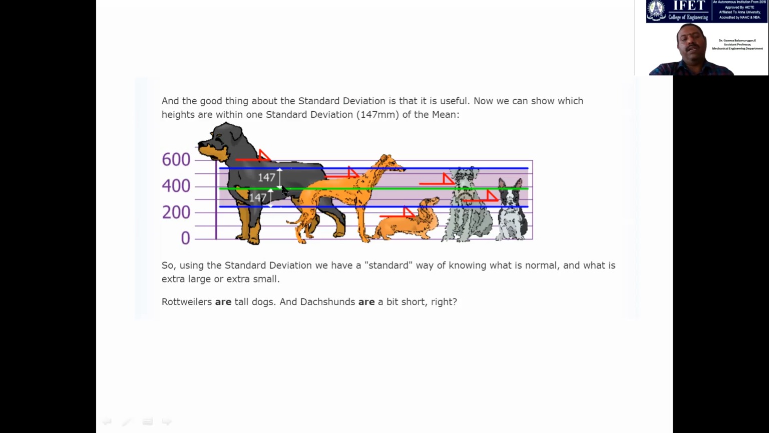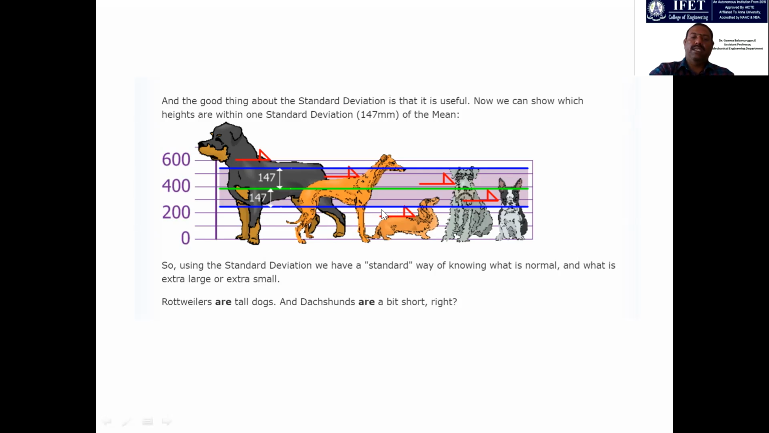So we have to add 394 plus 147. What will be the value? This is the upper value. Normally all the dogs will be within this height. Some exceptional heights will be there, like this black dog, but that is not a problem. Normally these breeds of dogs will deviate in height, so 394 plus 147 is the maximum height. The minimum height, the shortness of the particular dogs, will be 394 minus 147.